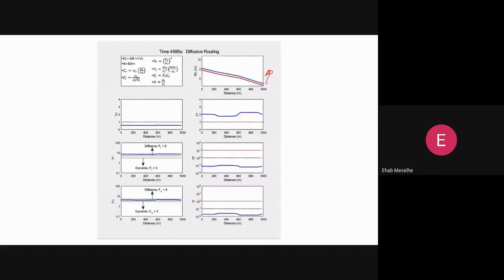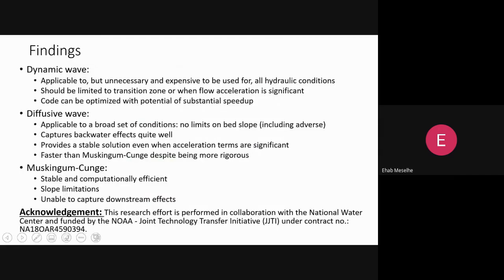So in summary, the dynamic wave is obviously applicable to all hydraulic conditions, but it is unnecessary to use it everywhere. So we should limit it, and we plan to limit it to perhaps areas that are dominated by tidal or transition zone signals, because this is where the flow acceleration and the inertia terms are pretty significant. And actually the speed that we reported today can be improved. The diffusive wave is applicable to a broad set of conditions.